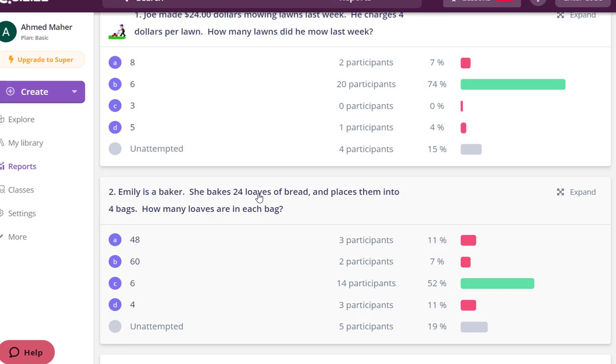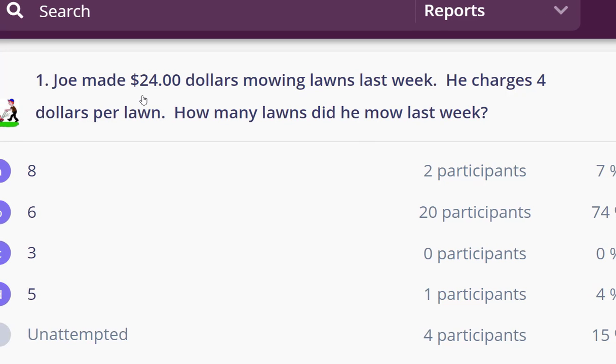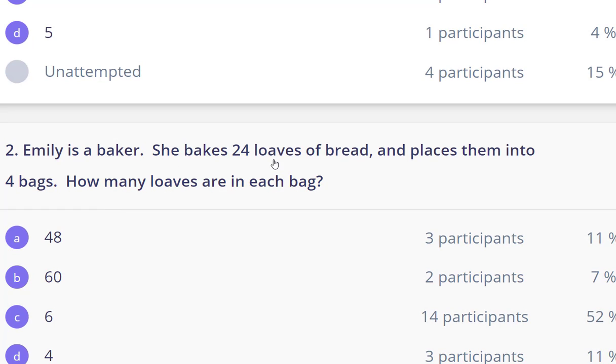Okay, I will move to the second one. Quickly, my heroes, and you said that there's something wrong here. In the first one, $24, and he charges $4 per loaf. So 24 divided by 4 equals, of course, 6. The second one, we have 24 loaves, and we will place them in 4 bags. So 24 divided by 4 equals 6.